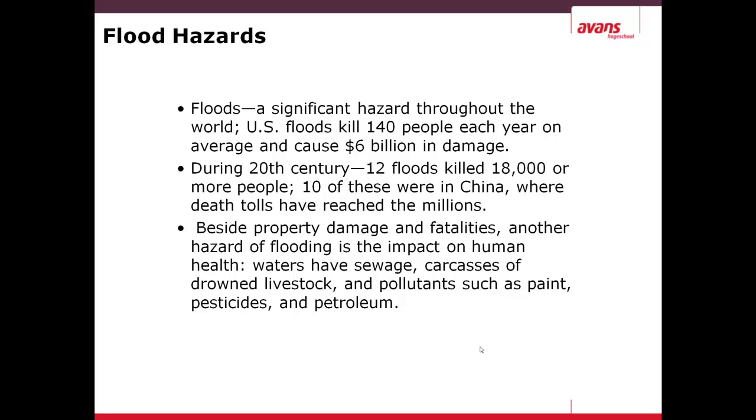Besides property damage and fatalities, other hazards that impact human health are caused by sewage, carcasses, drowned livestock, and pollutants such as paint, pesticides, and petroleum. And in the case of floods, quite often, everywhere there is water, the water that's drinkable, which is potable, can sometimes be very difficult to find.